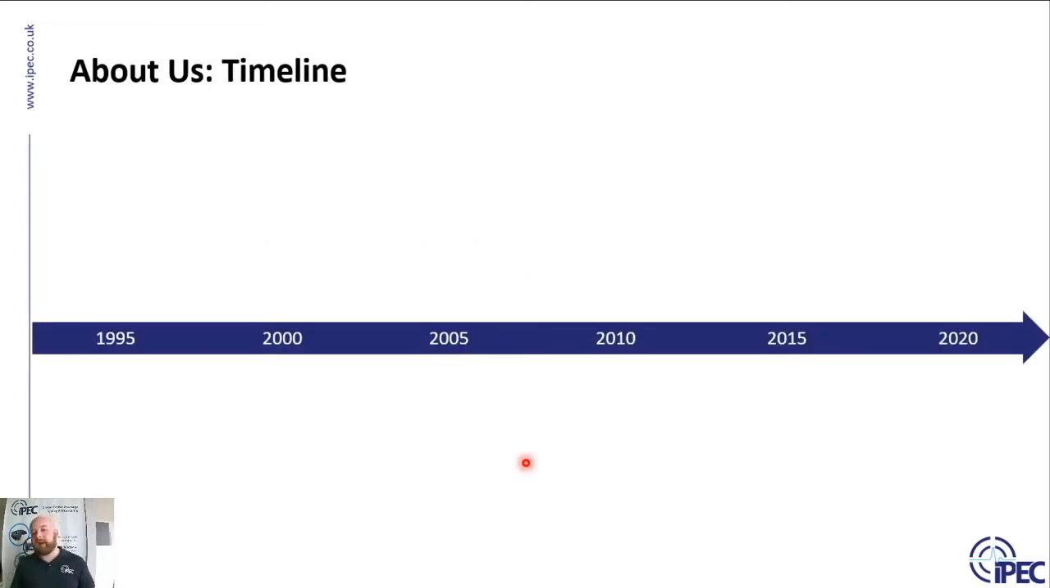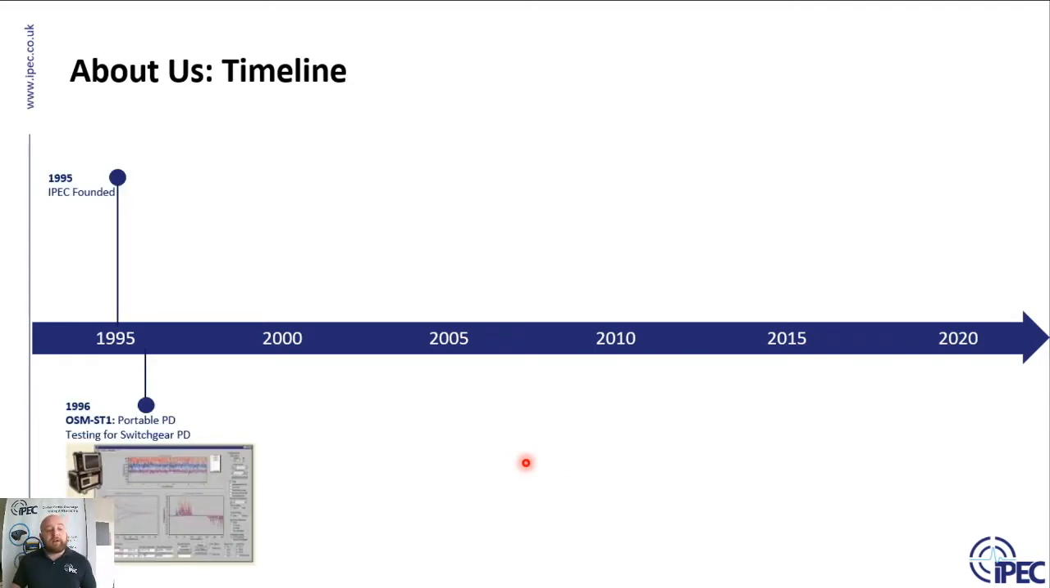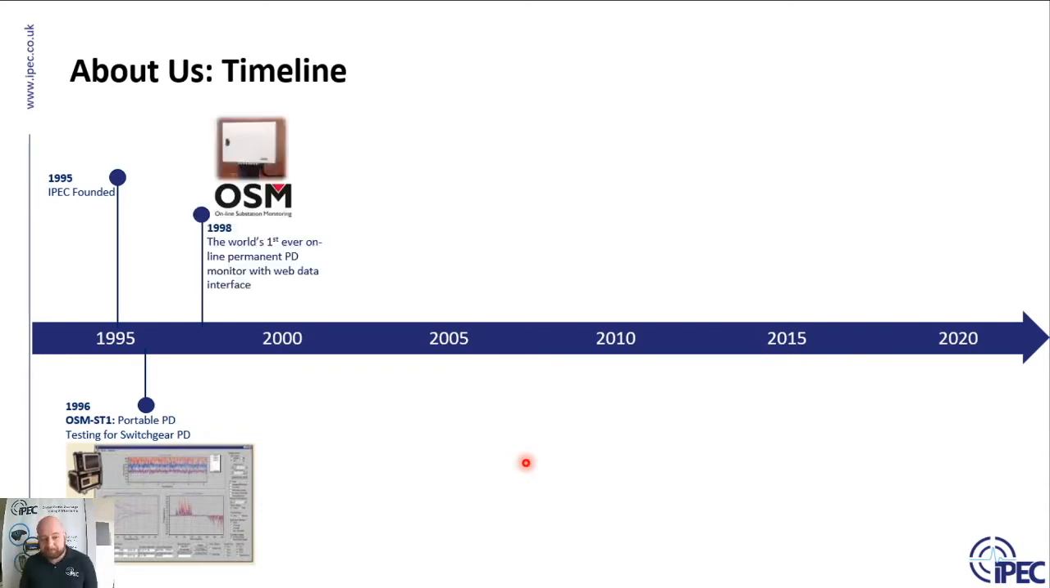So a little bit of a timeline then. Mainly this is a product timeline I wanted to focus on. IPEC was founded in 1995. At first we launched the OSM ST1, which was at the time very innovative in terms of online PD detection. A portable online PD detection tool that enabled you to view PD in PRPD mode.